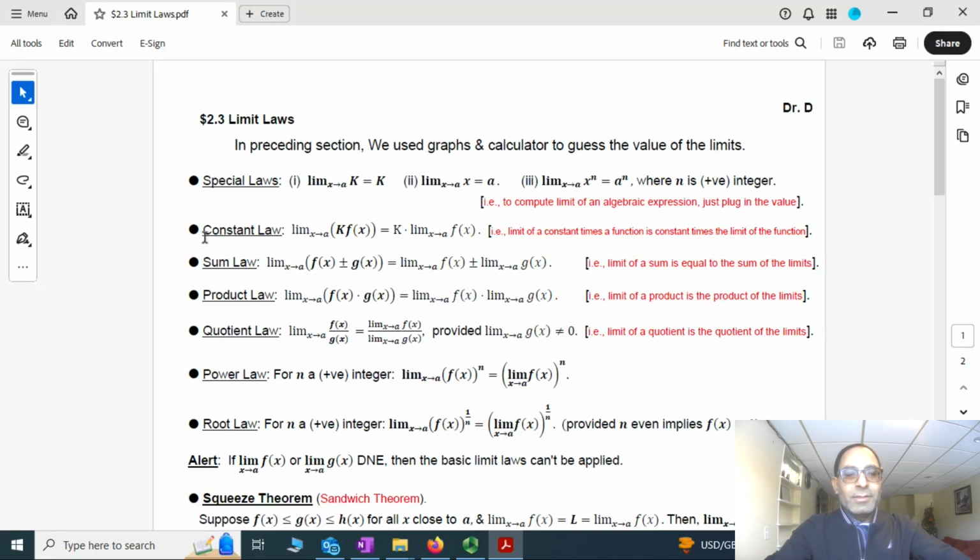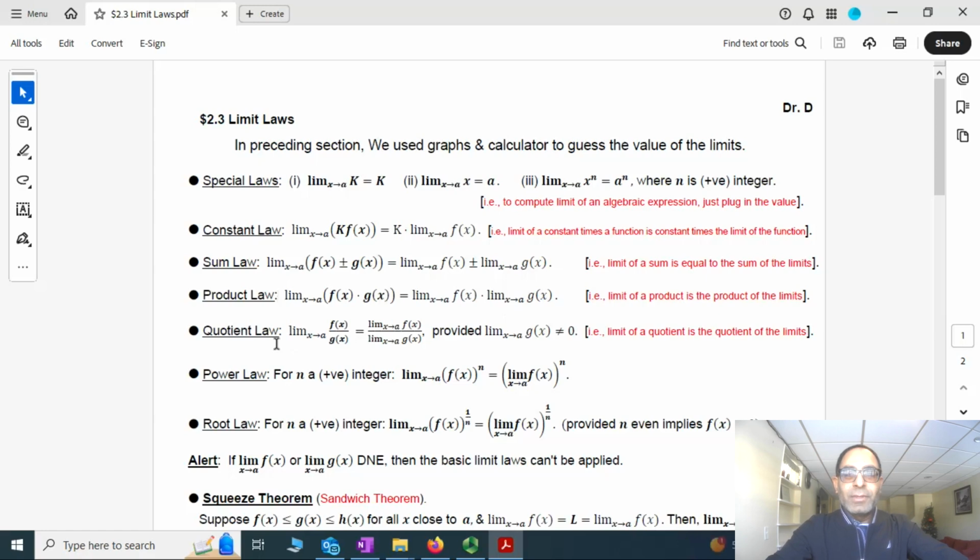Let's continue. Constant law: the limit of a constant times a function is the constant times the limit of the function. Sum law: the limit of the sum of functions equals the sum of their limits. Next, the product law: the limit of the product of functions equals the product of their limits.